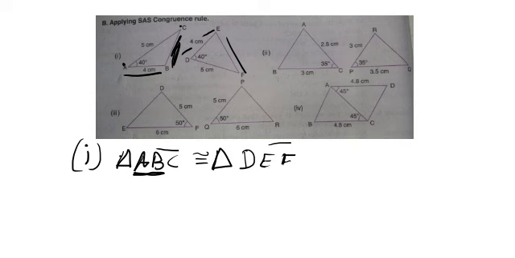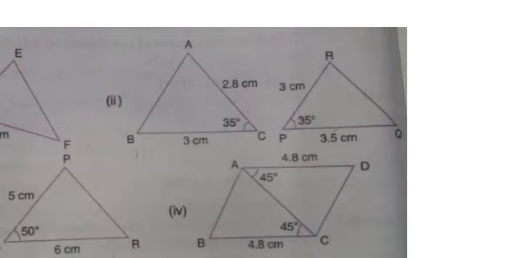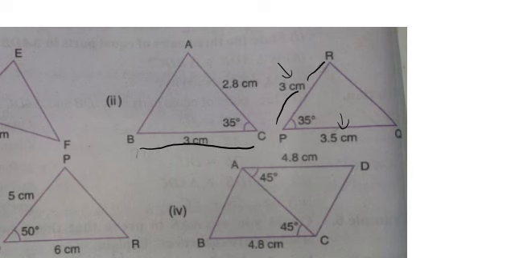Now the next triangle. Let's see what all things are given to us. The first side that is given is 3 centimeters. BC is 3 centimeters, PR is also 3 centimeters. Again, equal sides, so one side is equal. Then the second side that is given should also be of the same length. It is 2.8 centimeters here, but here you see it is 3.5 centimeters.